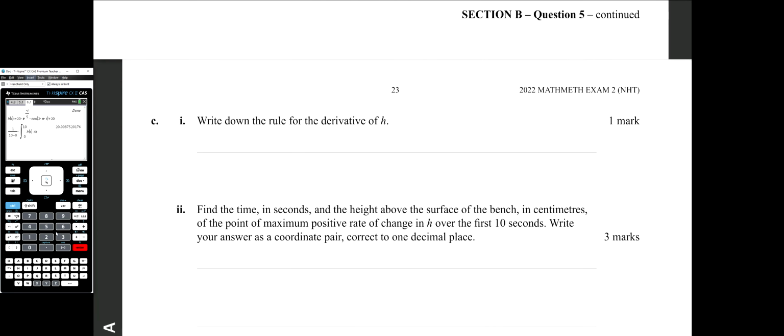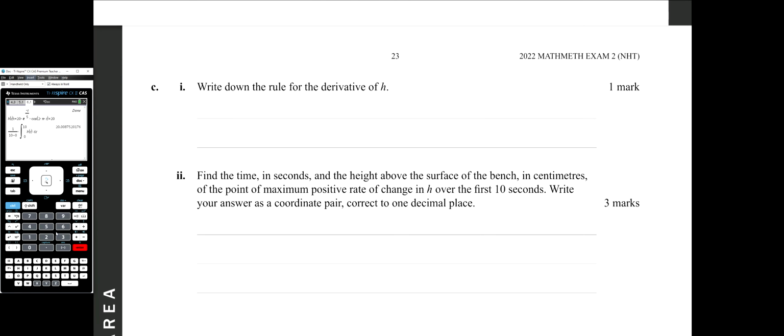So, part C, part 1, write down the rule for the derivative of h. This one, just use the calculator. Shift minus d/dt, and we're going to put h(t). Okay, so we've got that there. Let's see if we can factorize it to make it look a little bit neater. Menu 3, 2. Okay, not really, but we'll just write that as it is, just to make it a little bit shorter.